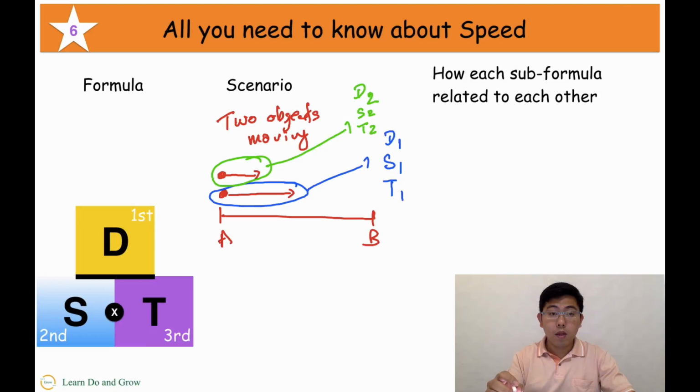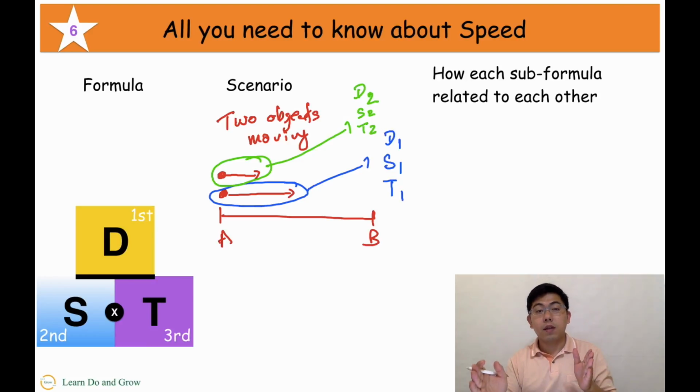So the moral of the story is this: as long as there is a different scenario, you label the distance differently. In this case, d2. d2 meaning it's not the same as d1.